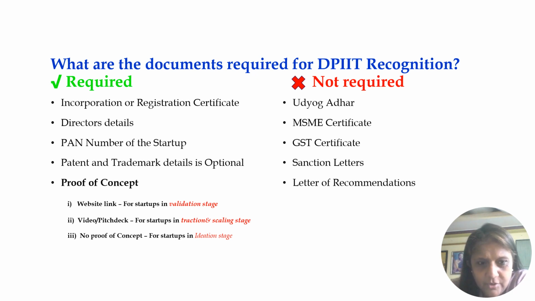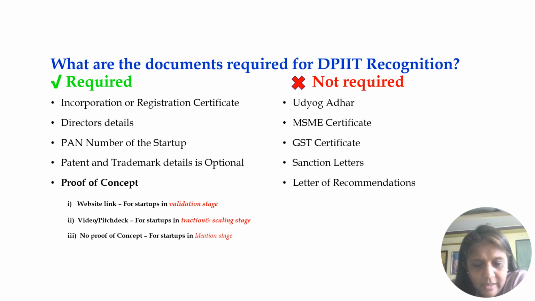So the first and foremost thing which is required is the incorporation or the registration certificate, which is issued by Ministry of Corporate Affairs. The second requirement is the director's details. So director's details, it will be as in the name, age, occupation, then the coordinates in terms of email ID, mobile number. So all these details related to directors have to be furnished. PAN number of the startup will be required.